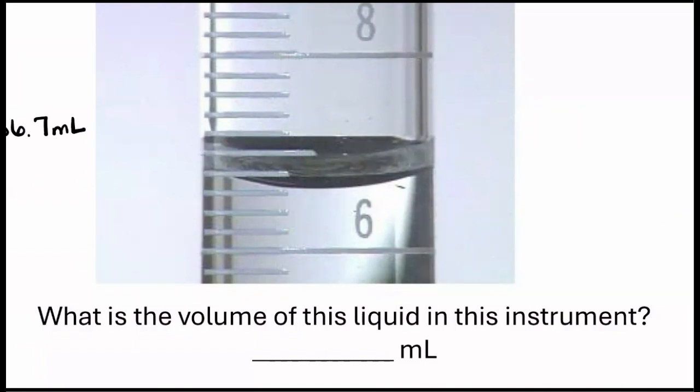So when I look specifically at the volume of the liquid in this instrument, and I mark the bottom of the meniscus, which would be around here, I'm going to be estimating, for example, that this is going to be, from the marked lines at least, 6.6 milliliters. And then my estimated digit, if I look close to this, is going to be just a little bit above that 6.6 line.